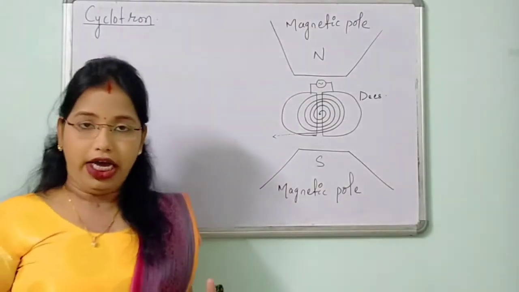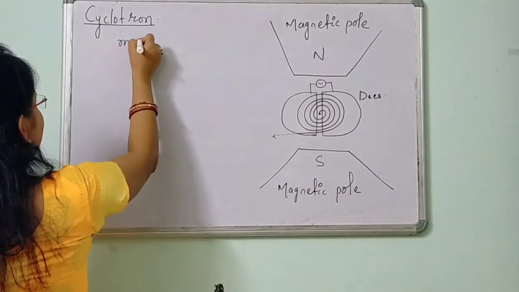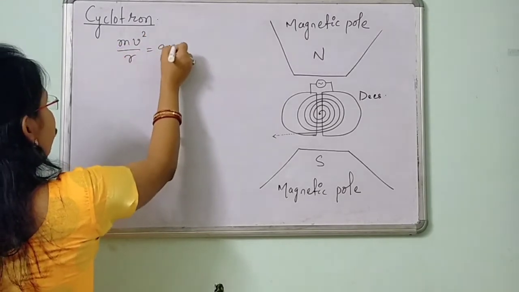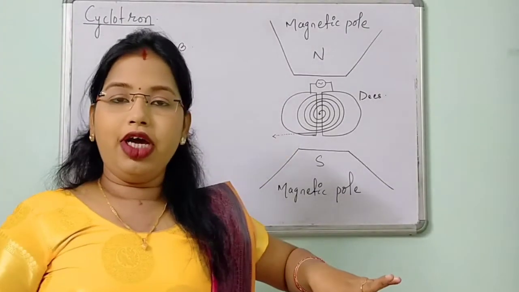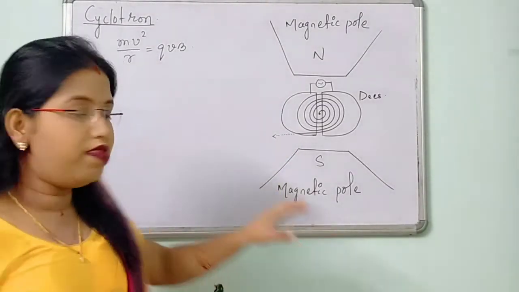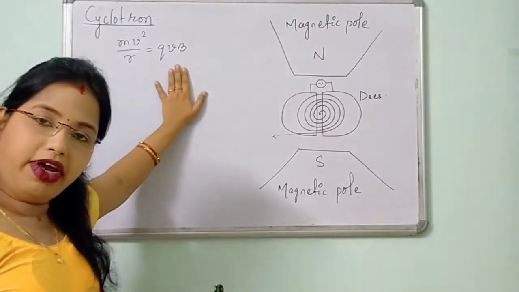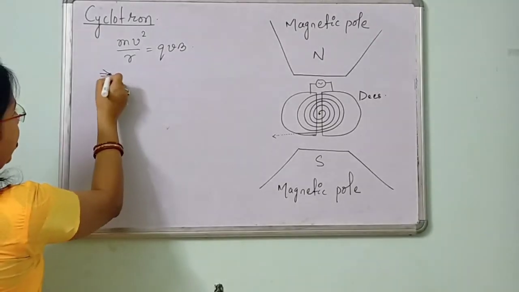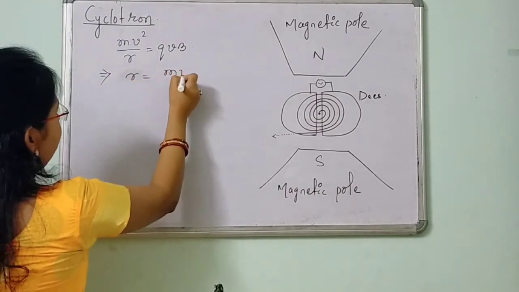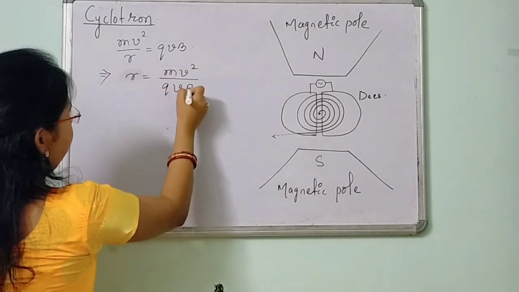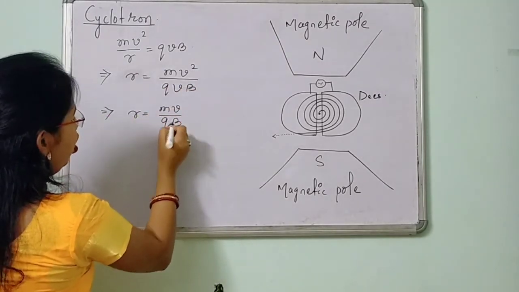Suppose the positive ion moves with a velocity v, then we can write mv square by r is equal to qvB. As I told you earlier, for a particle to move in a circular path it needs centripetal force, so the centripetal force mv square by r must be equal to the magnetic force experienced by the charged particle. From this we find r: r is equal to mv square divided by qvB, which implies that r is equal to mv by qB.